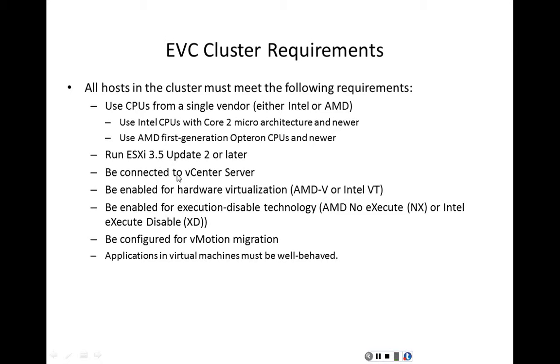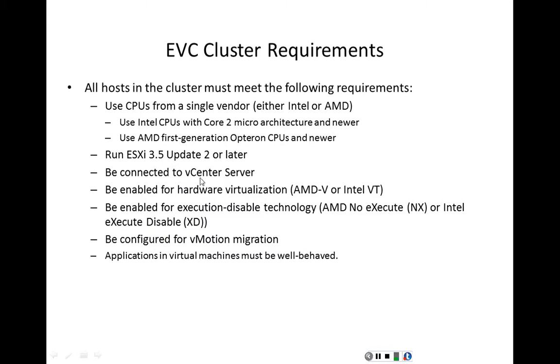EVC, Enhanced vMotion Compatibility, cluster requirements are that all of the hosts in the cluster have CPUs from the same vendor. They're either all Intel or they're all AMD. And if they are Intel, it's got to be a minimum of a Core 2 or better. If they are AMD, it's got to be an Opteron or better. It's got to be ESXi 3.5.